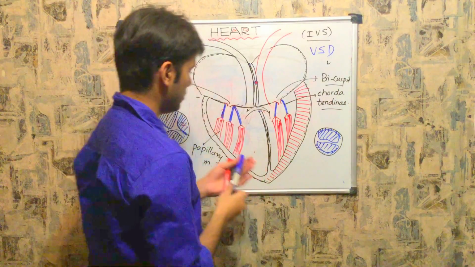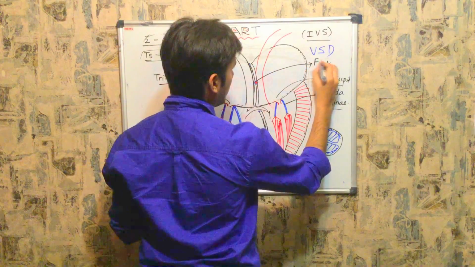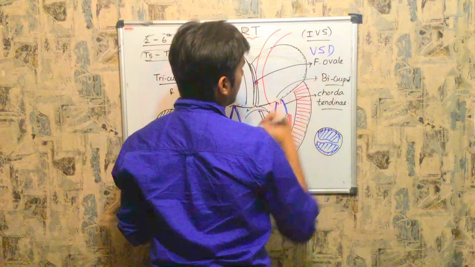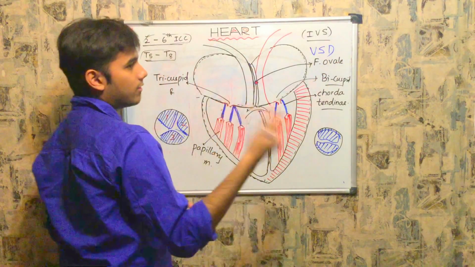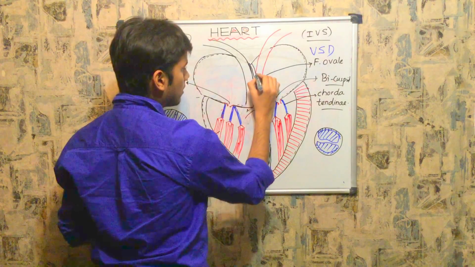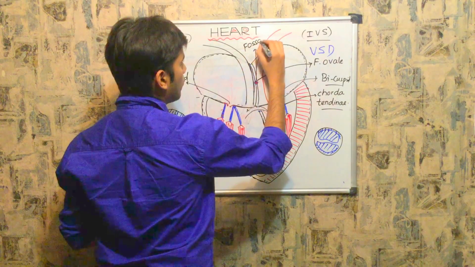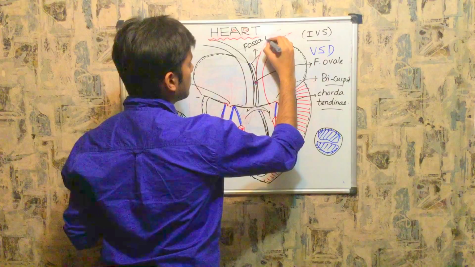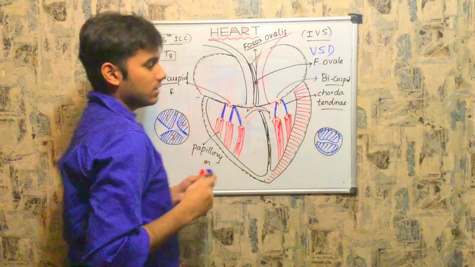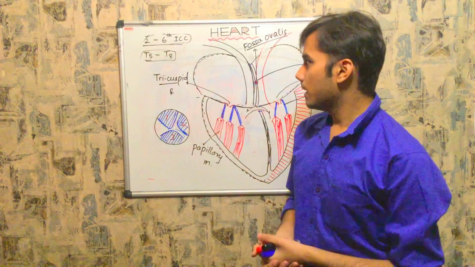So this is your foramen ovale, right? After parturition, the foramen ovale is closed by the membranous part, and then it becomes your fossa ovalis, right? So this is the general introductory part of your heart anatomy, right?